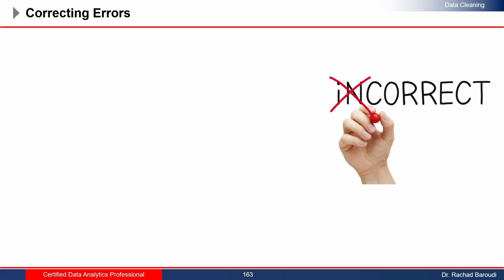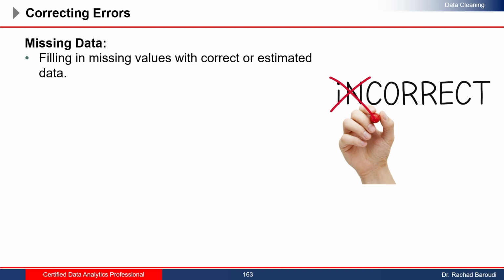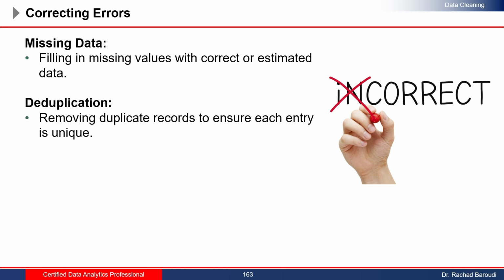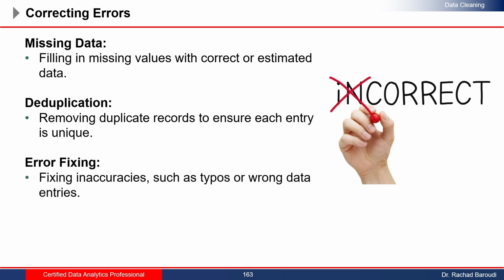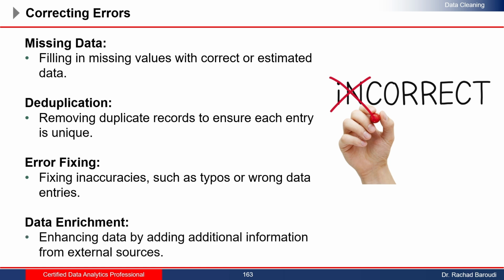Correcting errors. Let's now study more in depth in this section about four different errors that we have to fix and correct. First, missing data, filling in missing values with correct and estimated data. Second, deduplication, removing duplicate records to ensure each entry is unique. Third, error fixing, fixing inaccuracies such as typos and rogue data entries. And then data enrichment, enhancing data by adding additional information from external sources. So let's now take a look at each one of these four.